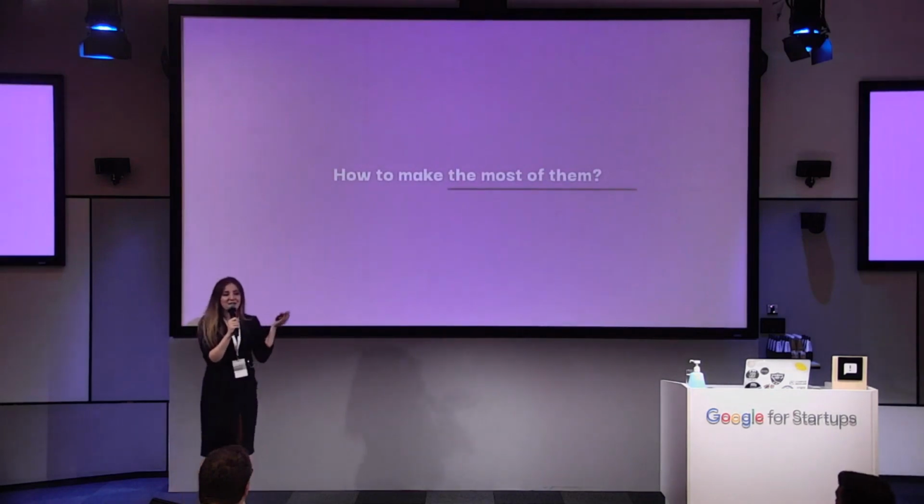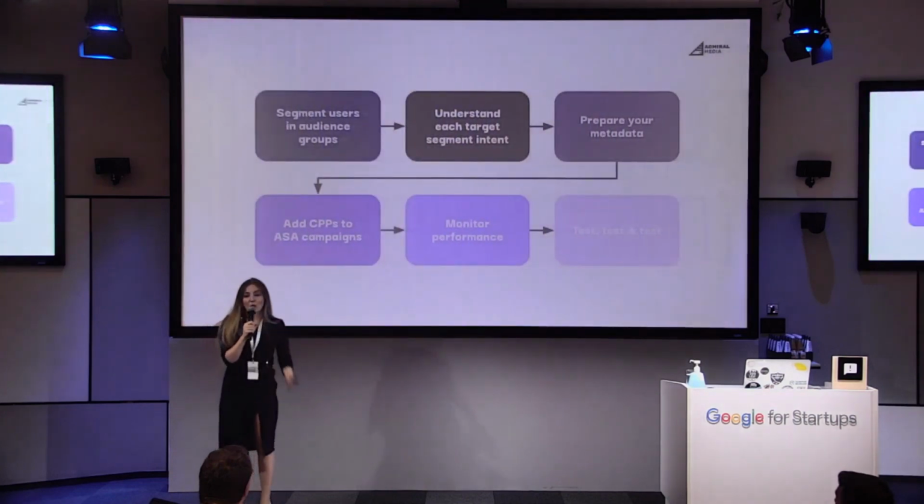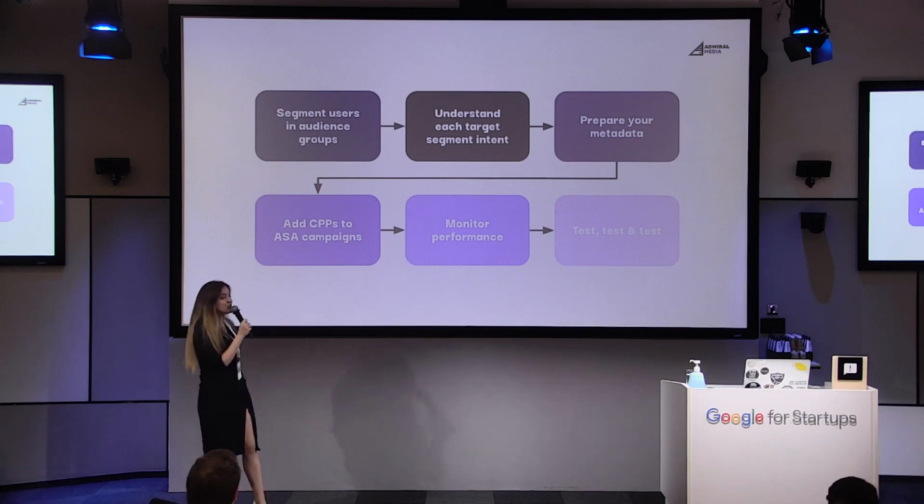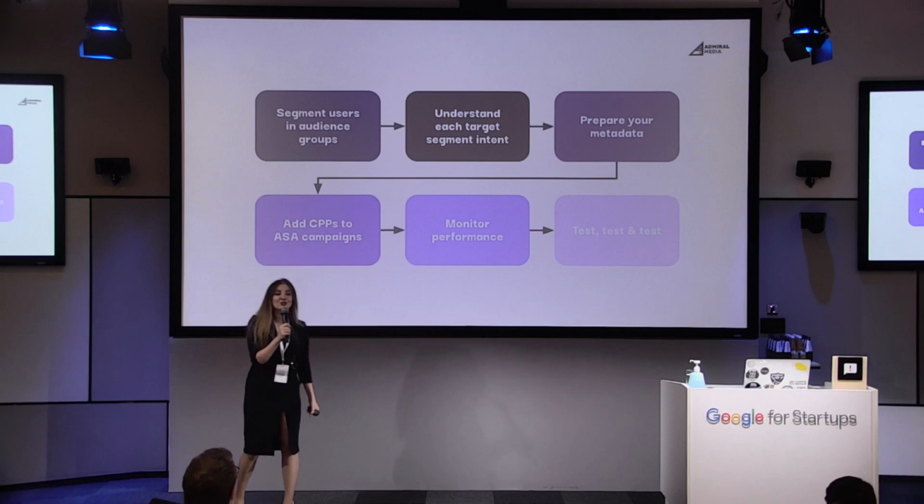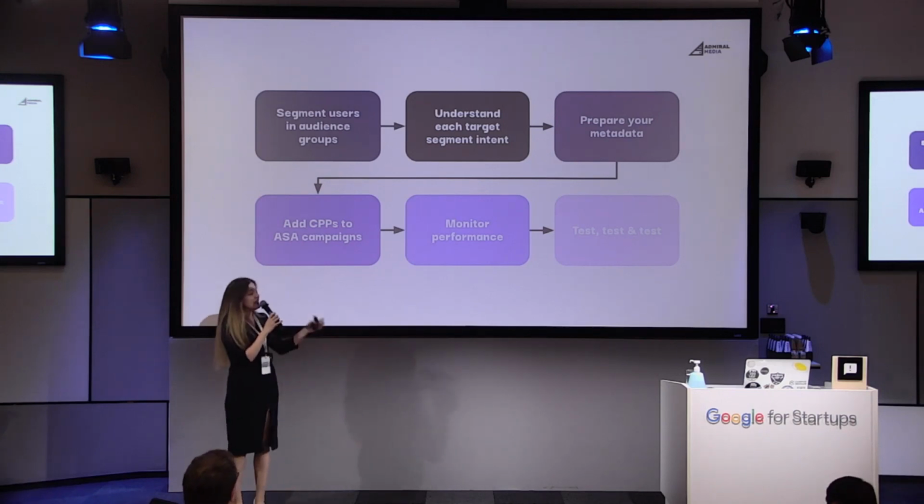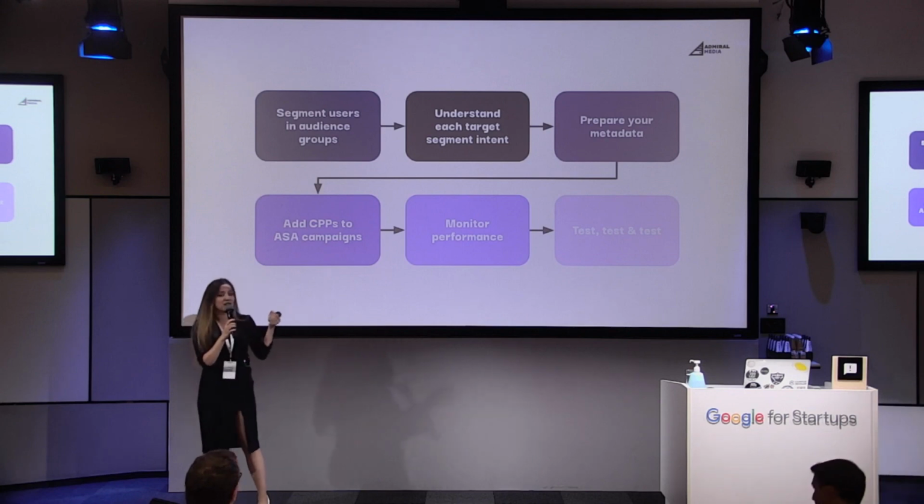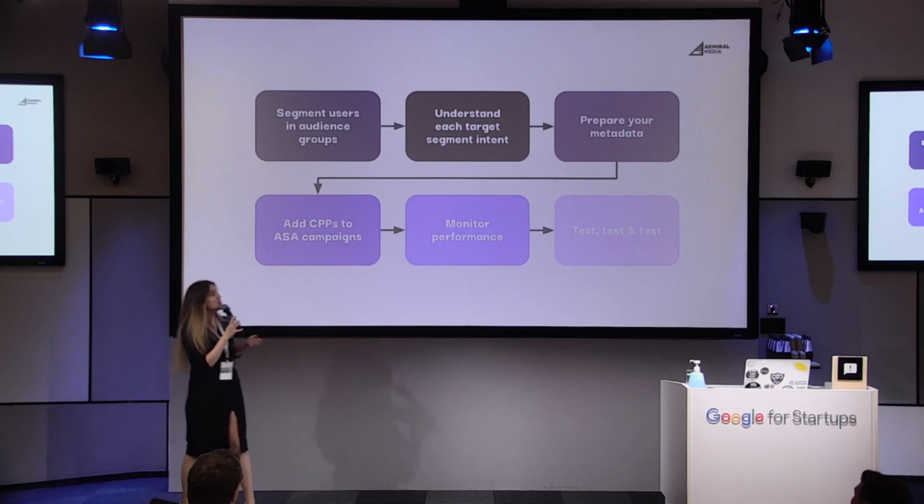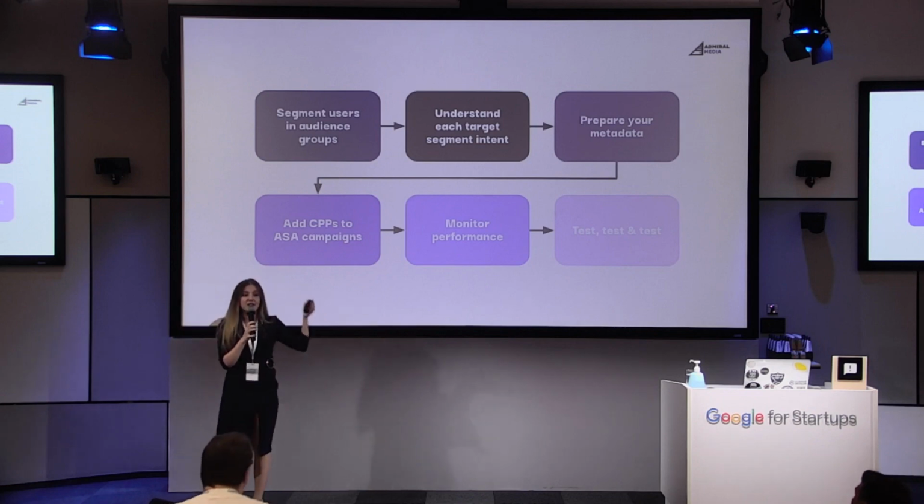And now we're moving to my favorite part of this session, how to make the most of them. In order to make custom product pages bring you more conversions at a better price, you need to start by doing your homework. The first step is to segment your users into potential audience groups. And then you need to dive into understanding each audience segment's intent of downloading, subscribing, signing up for your app.